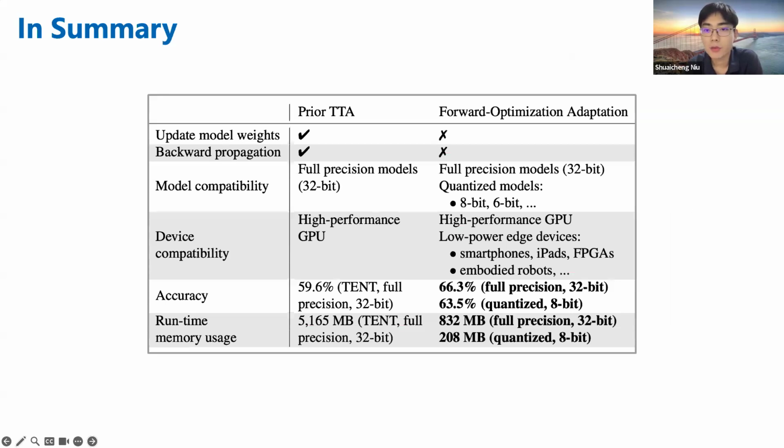In summary, FOA eliminates the need for model updates and gradient backward propagation. It largely reduces the memory overhead while achieving better performance than previous TTA methods. This makes FOA particularly suitable for real-world applications and especially for use with quantized models and low-power edge devices to boost the TTA's device versatility.